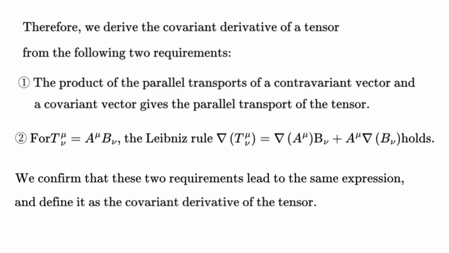Therefore, we derive the covariant derivative of a tensor from the following two requirements. 1. The product of the parallel transports of a contravariant vector and a covariant vector gives the parallel transport of the tensor. 2. For a mixed tensor expressed as the product of two vectors, the Leibniz rule holds for the covariant derivative. We confirm that these two requirements lead to the same expression and define it as the covariant derivative of the tensor.